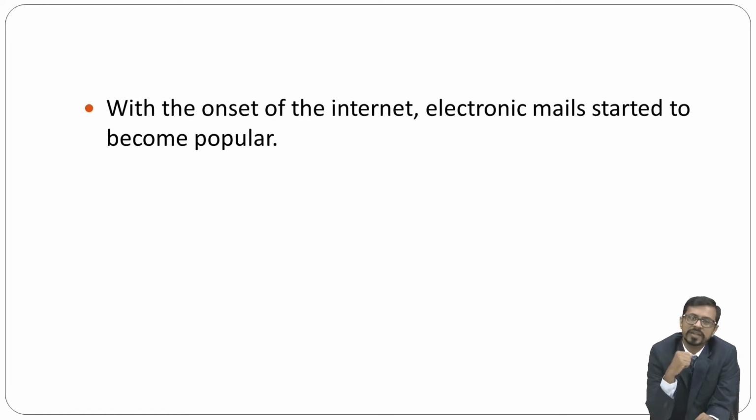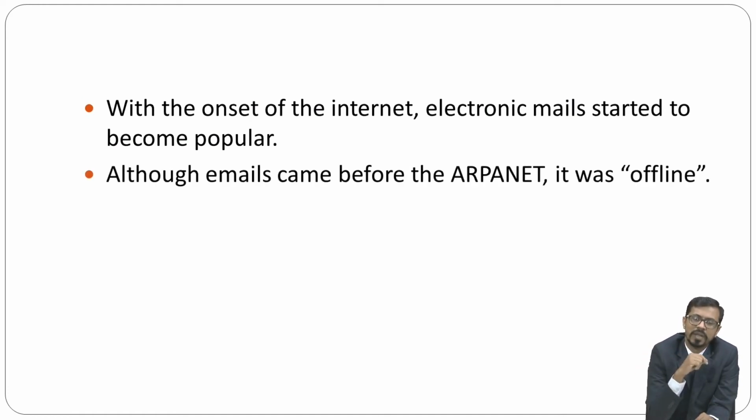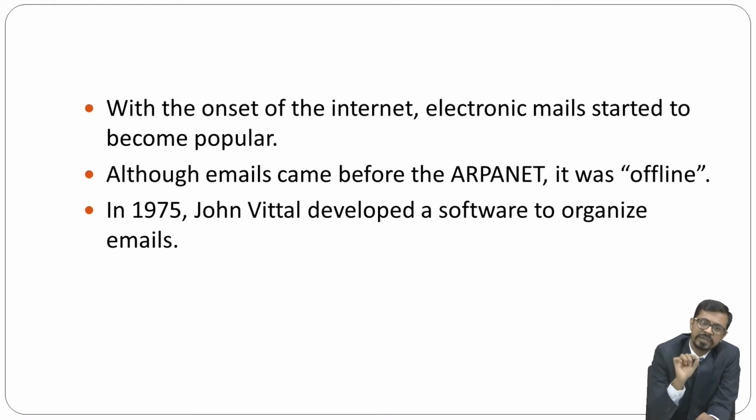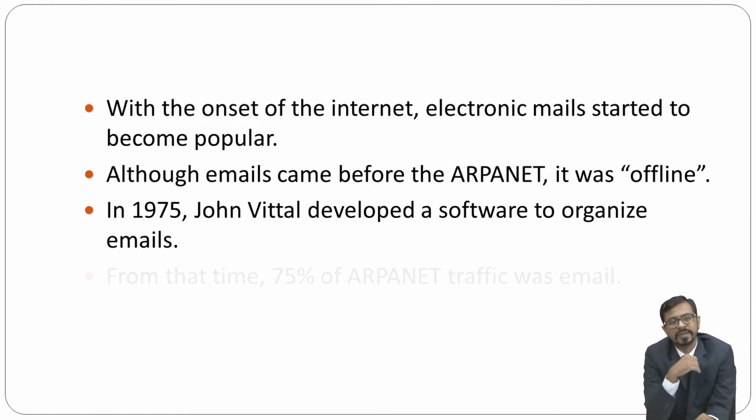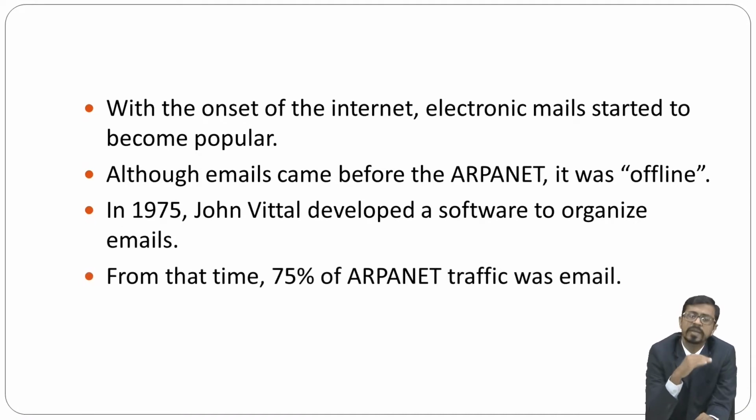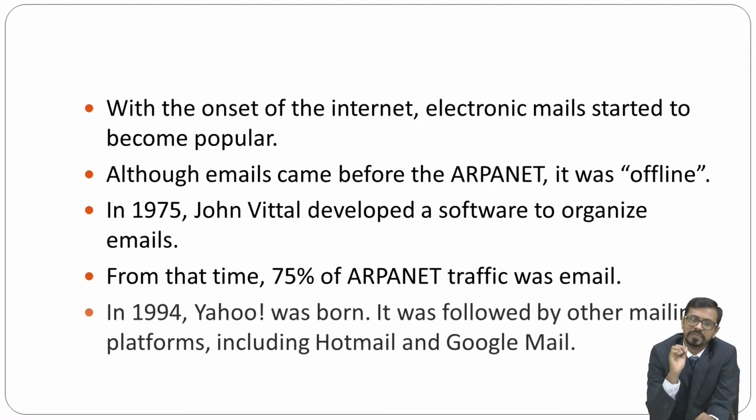With the onset of the internet, electronic mails started to become popular. Although emails came way before the ARPANET, it was still offline. In 1975, John Whittle developed a software to organize emails. From that time, 75% of ARPANET traffic was email. In 1994, Yahoo was born. It was followed by other mailing platforms like Hotmail and Google Mail.